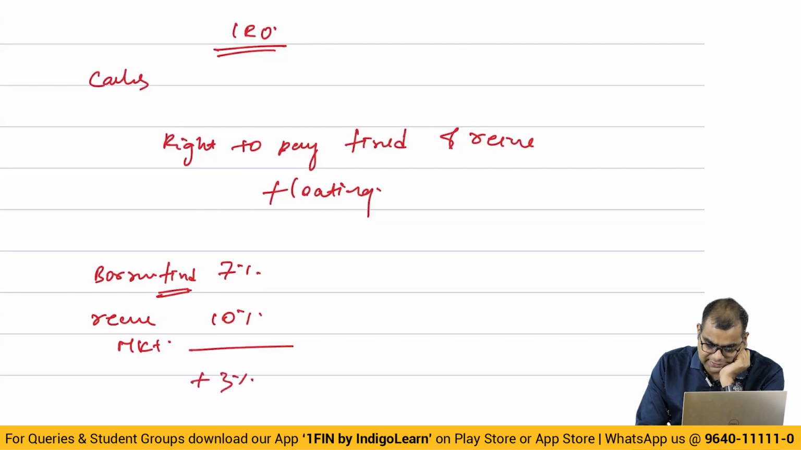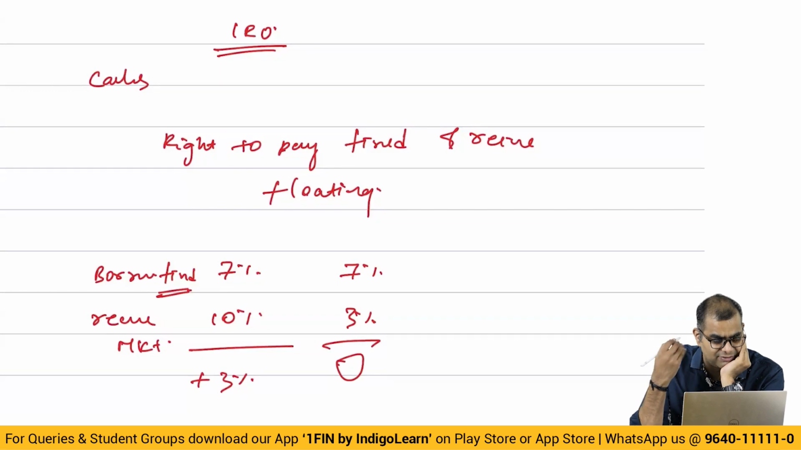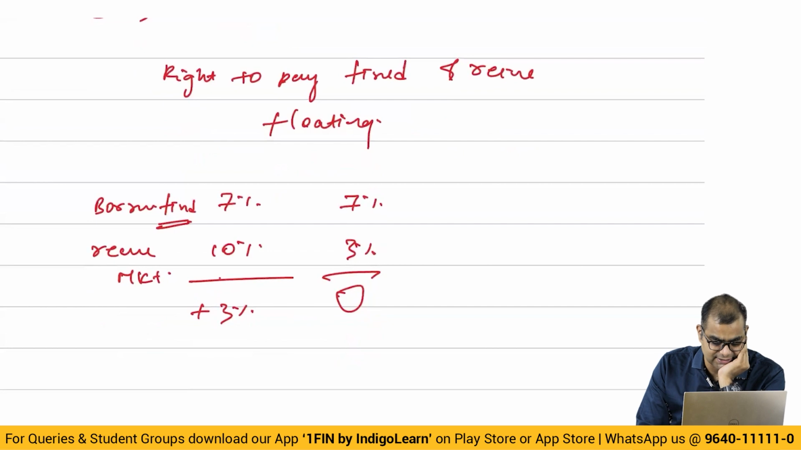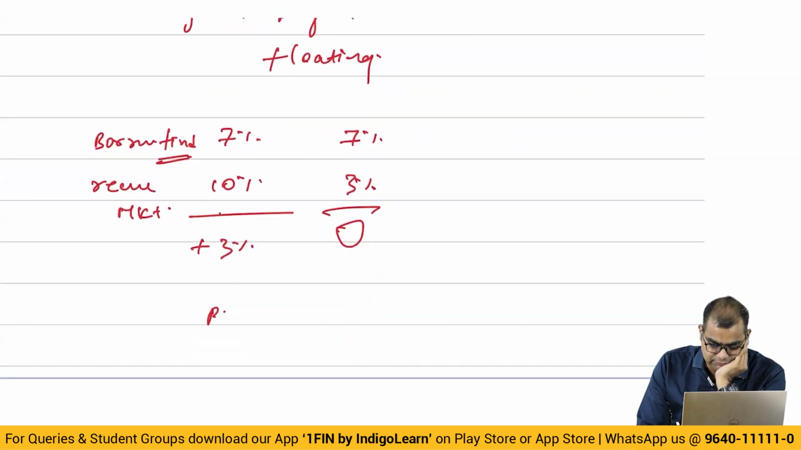If I borrow fixed and the market rate is, let's say, 3%. Market interest rate is 3%. What is the value of a call? The value of a call will be 0. Correct, exactly. Because I won't do anything. Why will I borrow at 7 and receive floating? I will say, to hell with the premium that I paid, ignore this call. But if it is 10%, then I will exercise it. Now, put.